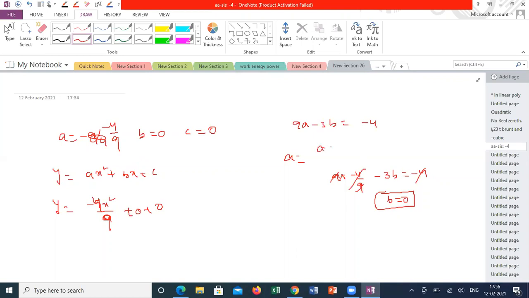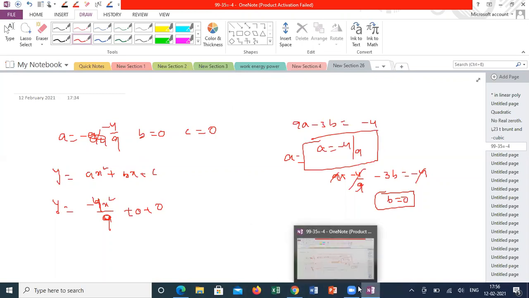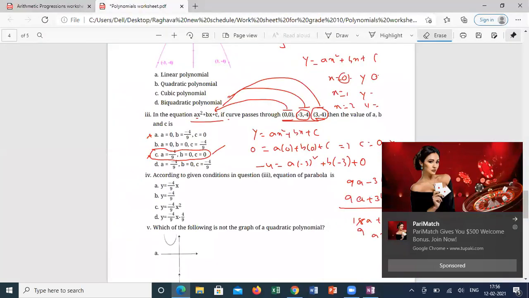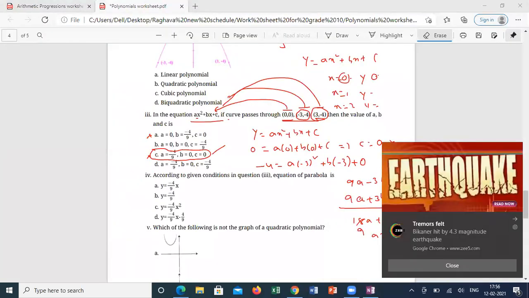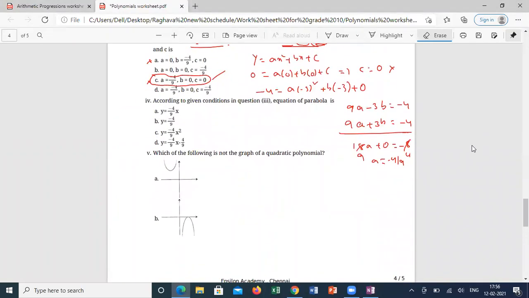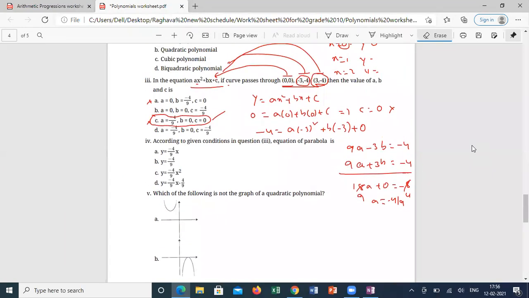0 minus A is equal to minus 4 by 9. It's clear? See, the hidden meaning only you have to know, then only it will be clear. Otherwise, slight confusion will come. Got it? What I'm trying to say, guys? Yes, sir. So this is pure algebra. Actually, we'll call it pure algebra.